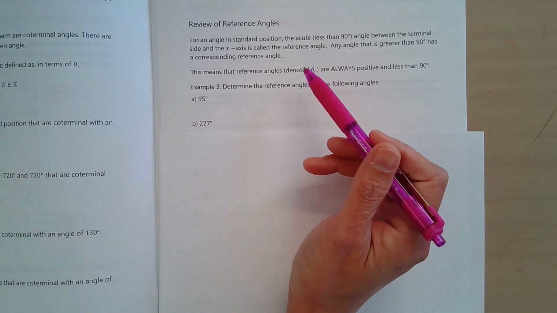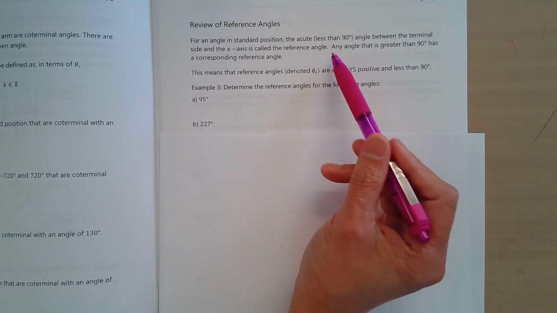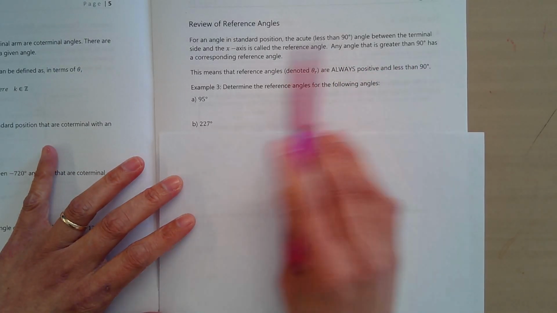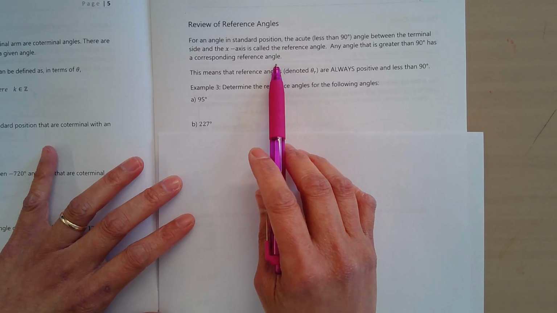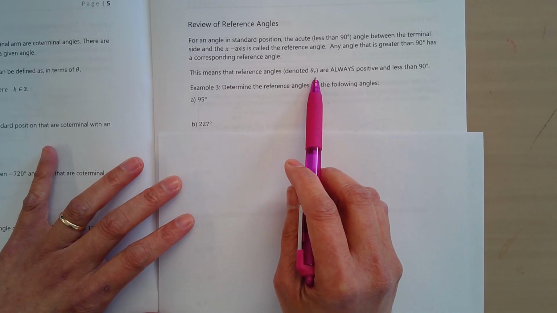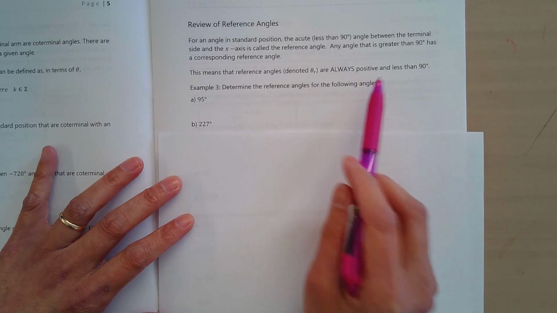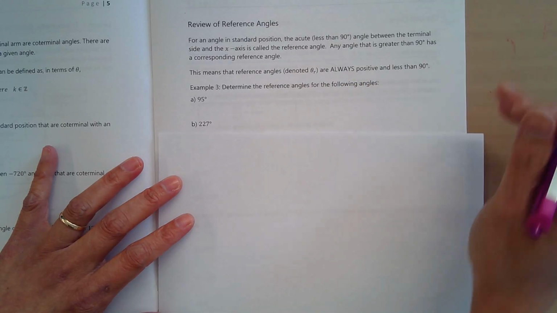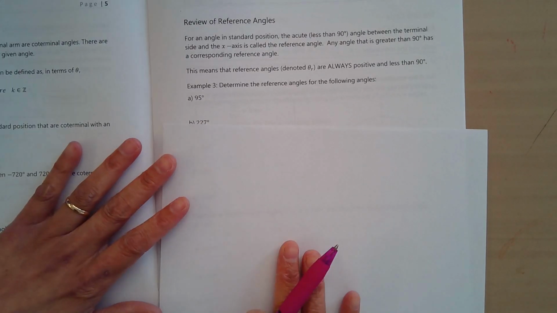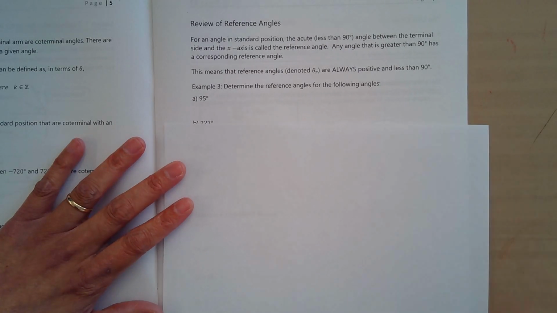I'm going to show you that right away. Any angle that is greater than 90 has a corresponding reference angle. This means the reference angles, denoted by theta r, are always positive and less than 90 degrees. Sometimes this definition is quite vague at this time, but when we look at different examples, we're going to see what that really means. So let's take a look at example 3.